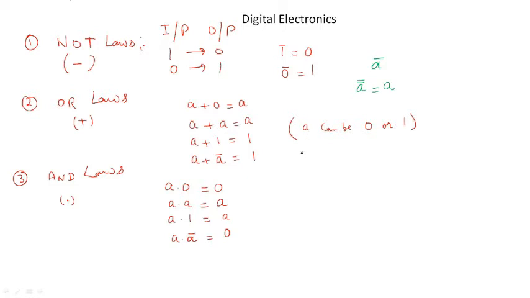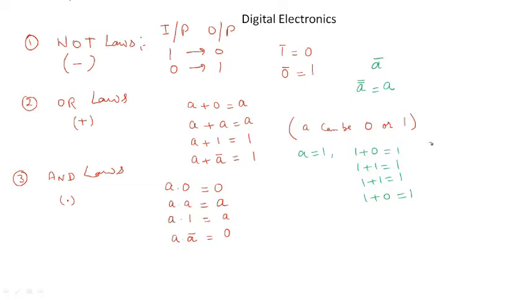Suppose we take A equal to 1. Then we see that 1 plus 0 is equal to 1. 1 plus 1 is equal to 1. Again 1 plus 1 is equal to 1. And 1 plus A bar: A bar will be 0, so 1 plus 0 is also equal to 1.